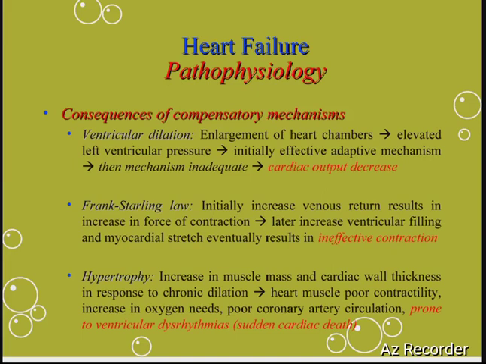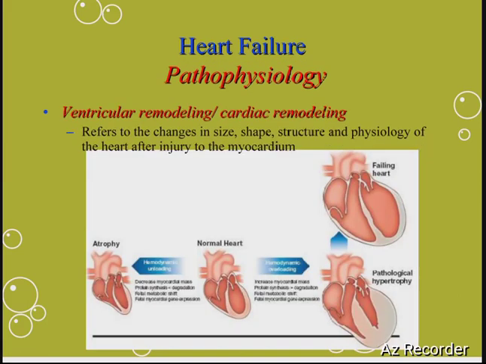While speaking about hypertrophy, there is an increase in the muscle mass and the cardiac wall thickness in response to chronic dilation. The heart muscle has poor contractility, increased oxygen needs and poor coronary artery circulation, and is prone to ventricular dysrhythmia. This causes sudden cardiac death. Ventricular remodeling, or cardiac remodeling, refers to the changes in size, shape, structure and physiology of the heart after injury to the myocardium.